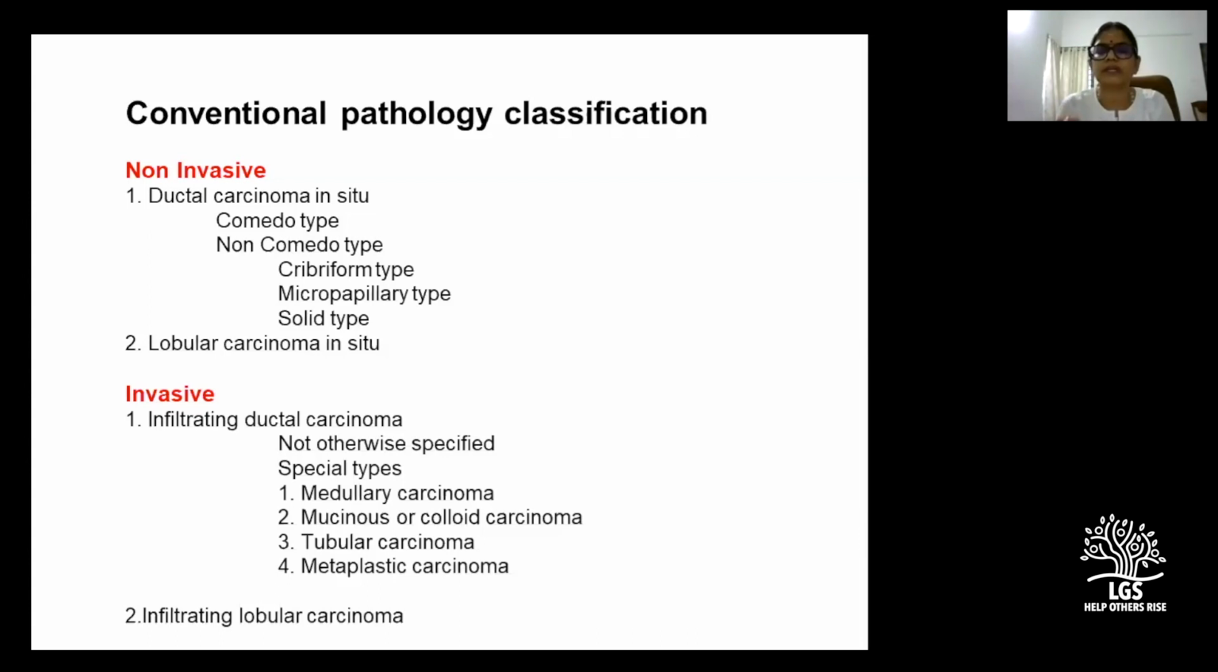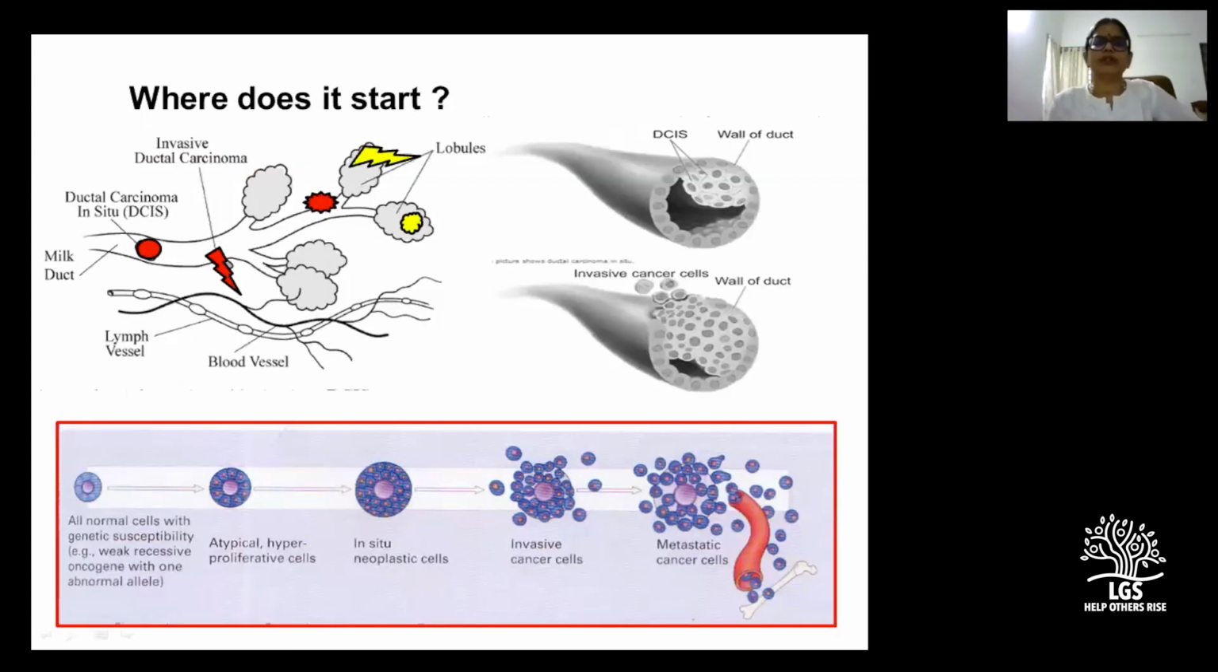An invasive component can arise from the duct, can arise from the lobules, lobular carcinoma. Ductal carcinoma is the most common carcinoma. 90% of what we see is ductal carcinoma, invasive ductal carcinoma, and only 10% come under the category which we call as infiltrating lobular carcinoma. In the ductal carcinoma, majority of what we see fall under this category of not otherwise specified, no particular feature documented. Some special types include medullary carcinoma, mucinous or colloid carcinoma, tubular and metaplastic. These come under the special category. They account for about 10 to 15%. Majority are not otherwise specified. And then 10% are infiltrating lobular carcinoma. So this is the conventional pathology classification.